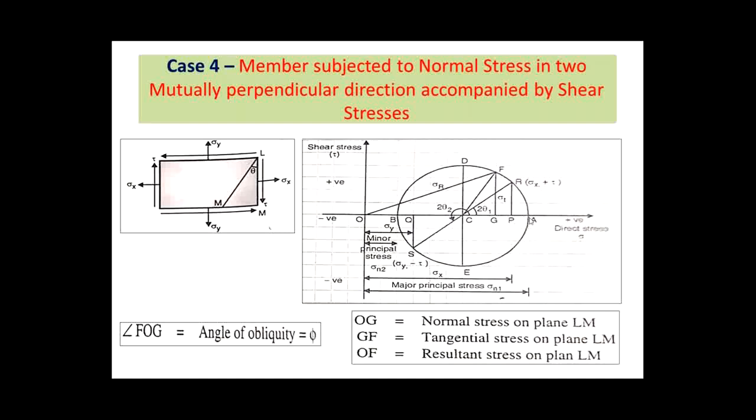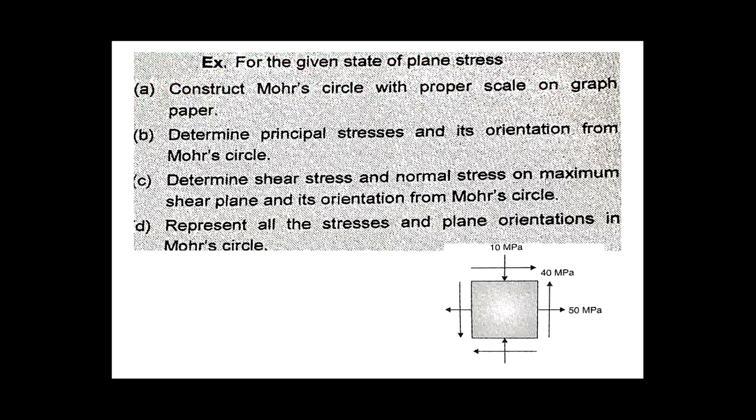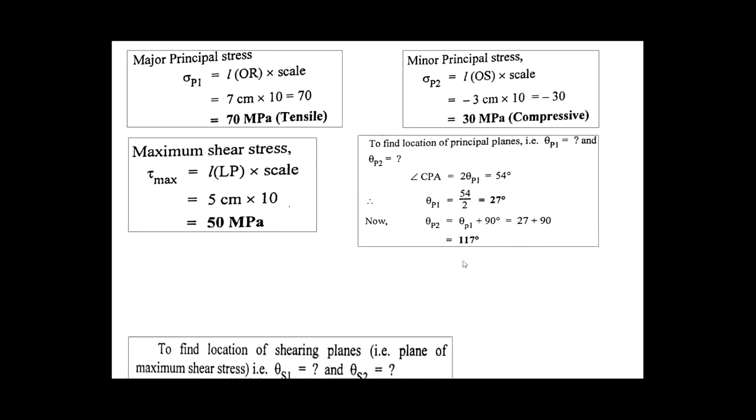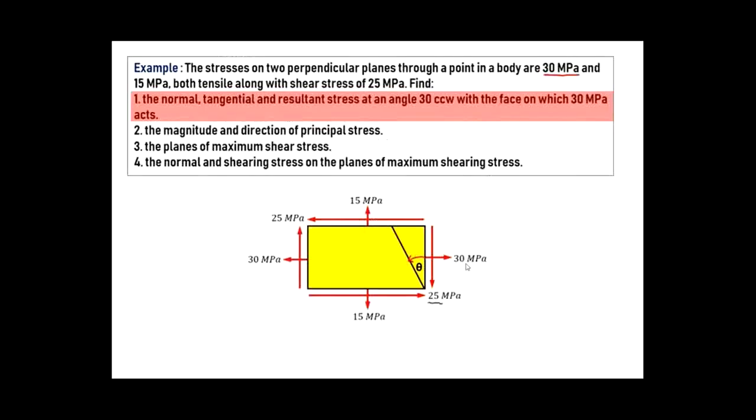If you want to get the principal stresses, O to A is the maximum principal stress, and O to B is the minimum principal stress. Then the maximum shear stress is C to D. So these are the particulars that can be calculated. We already saw this particular problem yesterday. Whatever particulars are required can be calculated. Now we'll go with this particular problem. Today we'll be discussing this problem.